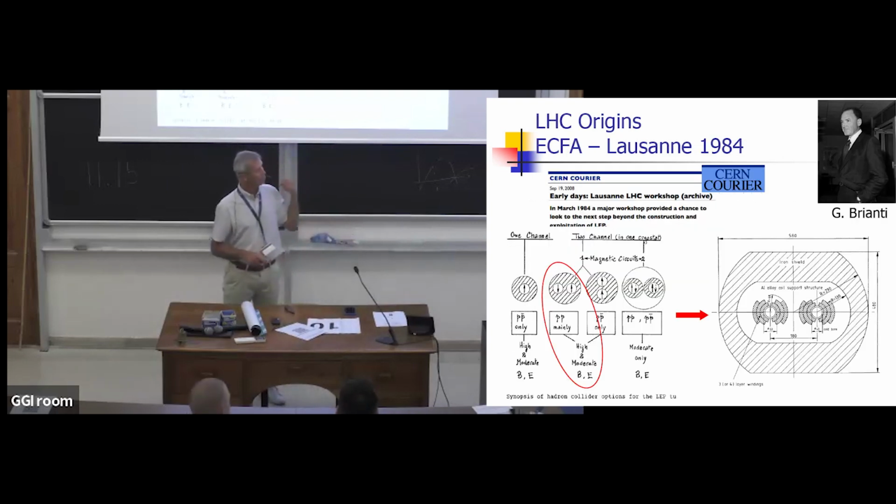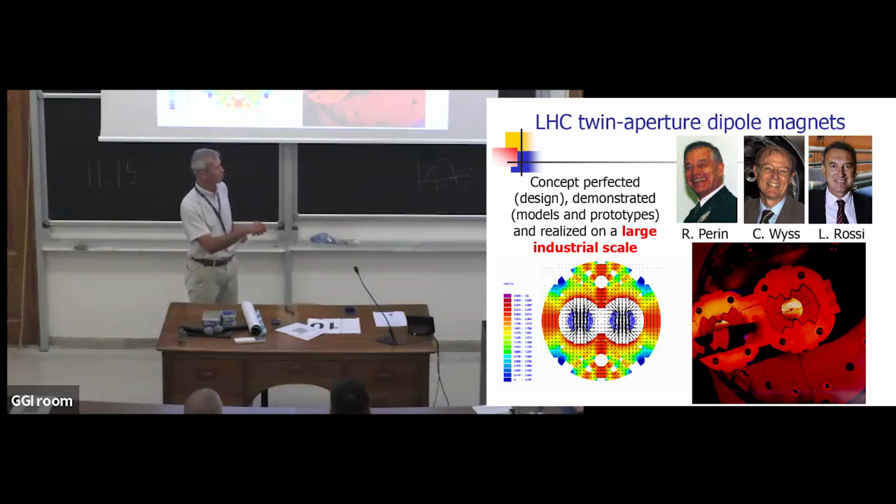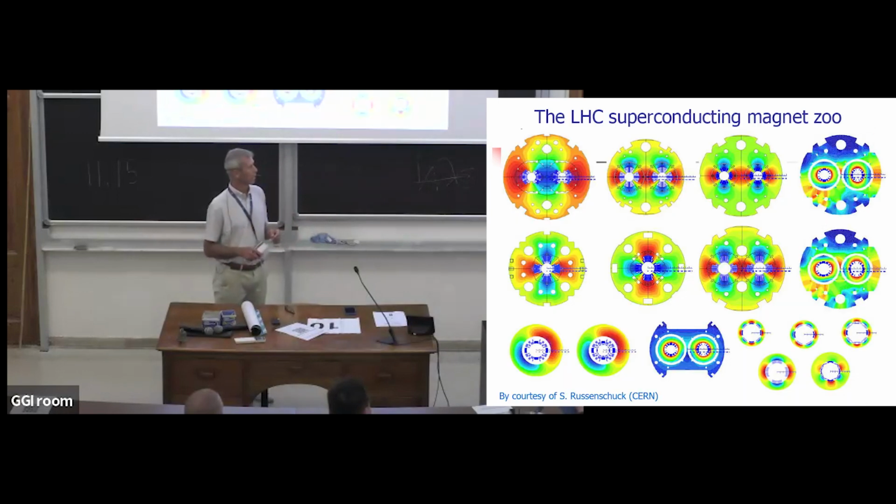Now, if you look back into 1984, ideas were very fuzzy for various configurations: p-pbar, pp, one channel, two channel, one on top of the other, one next to each other. But a year later, after having selected pp, the magnet design was strikingly similar to what we actually have in the machine today. Giorgio Brianti was a real genius, working with his team in devising this magnet, which is the LHC dipole. It went through several generations of various models and long industrial realizations.